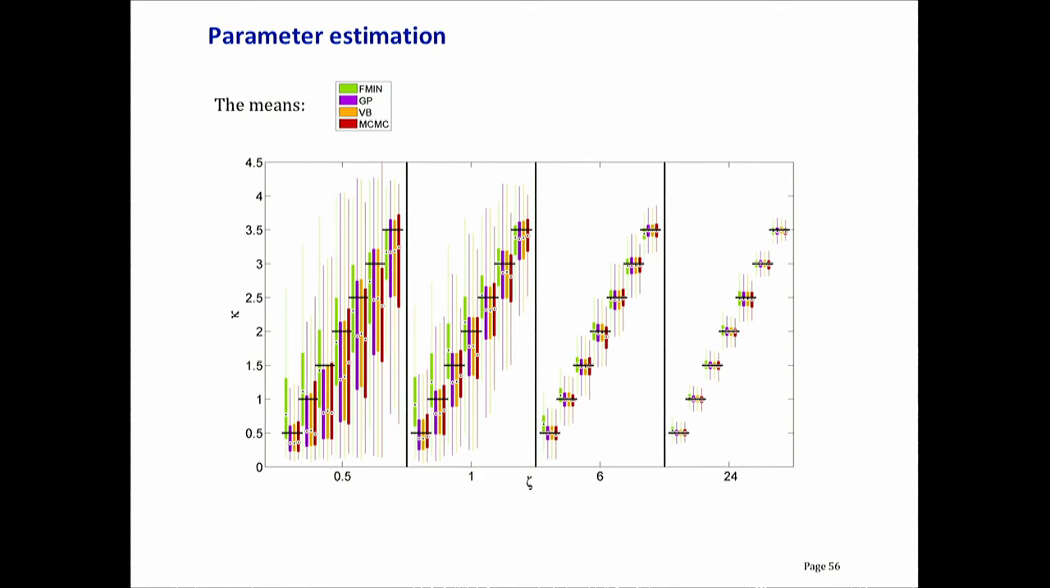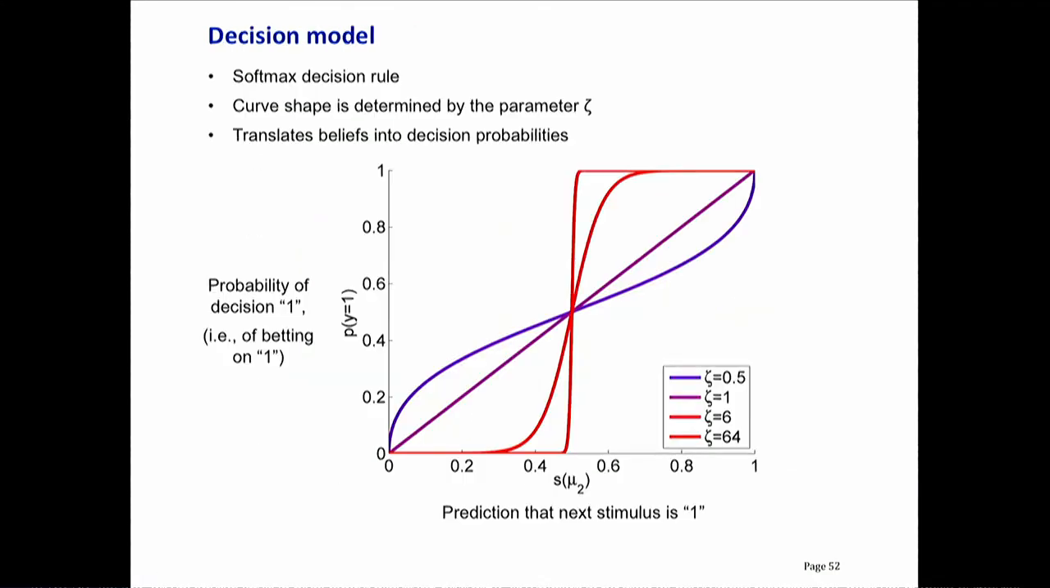But also the other methods start working less and less well. If we have very much decision noise, so this is a zeta of 0.5, and if we go back a few slides, this is this curve, zeta of 0.5. So this goes like this. So basically, you don't have much discriminatory power here on your mu2. It's very hard from your decisions to infer back on the mu2.